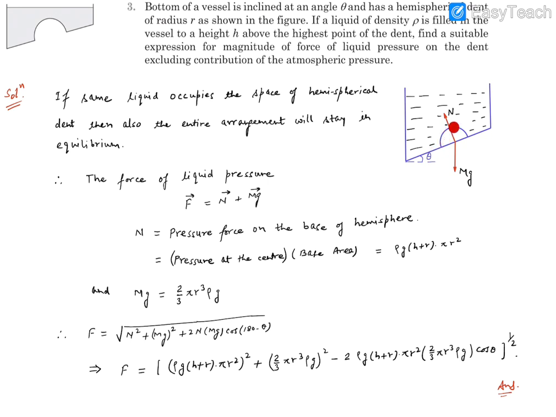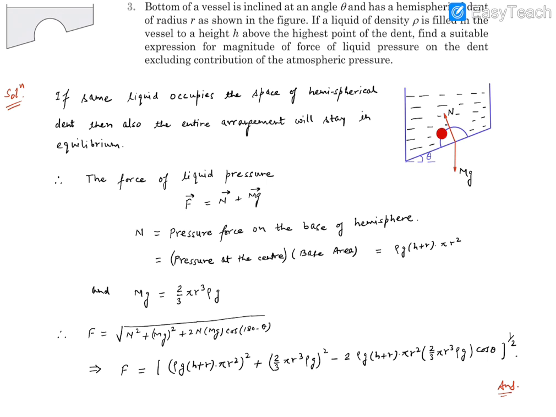Now imagine that in place of this dent, there was a complete inclined surface as the bottom, and the same liquid was placed in this dent. If the same liquid is present in the dent, you'll find the entire system will remain in equilibrium as it is, right? So if we are interested in measuring the pressure force on this surface, we can replace this dent by the same fluid occupying this space.